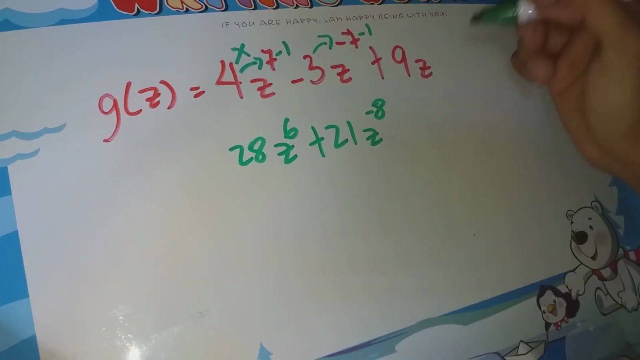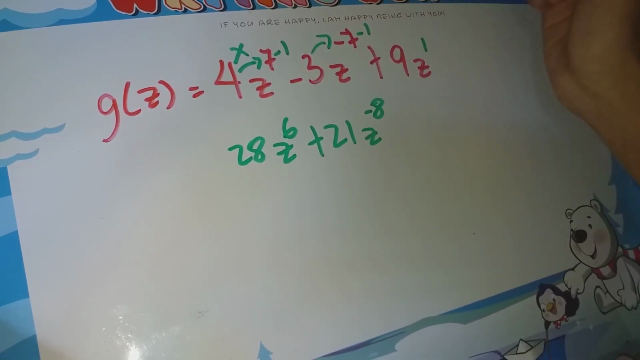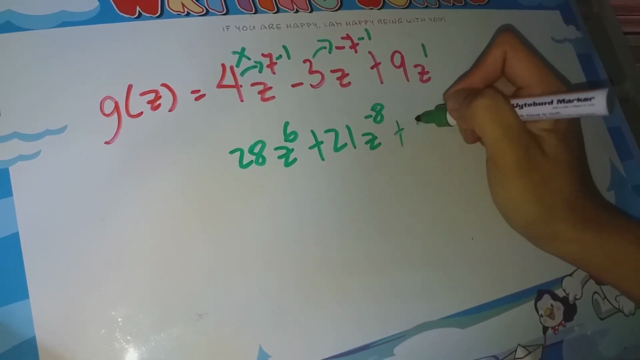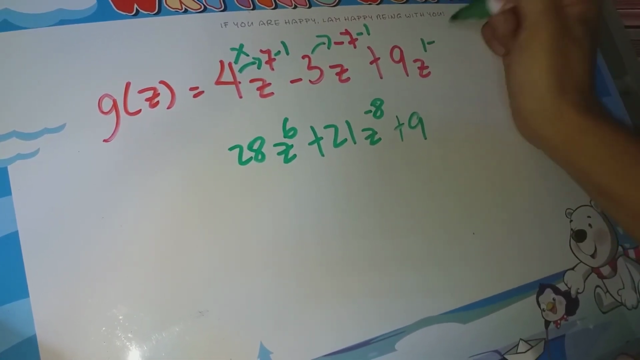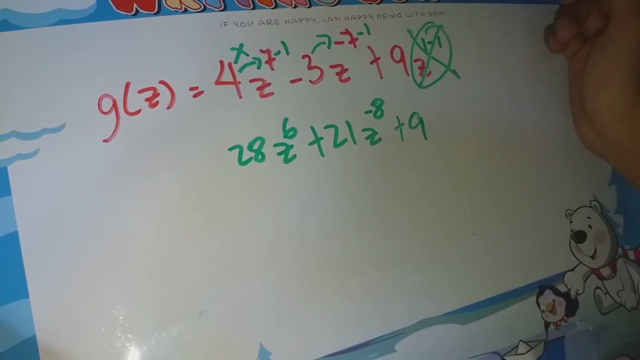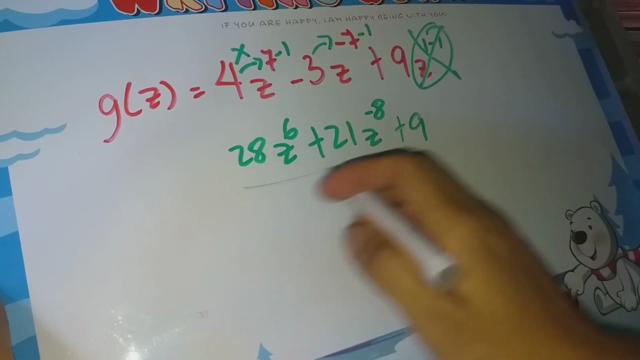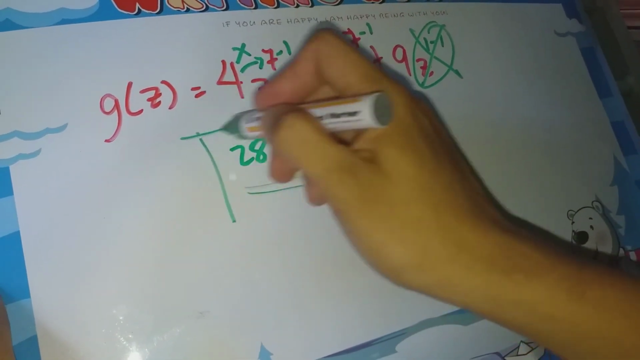And now to the last term, there is an imaginary 1 here. So 9 times 1 is positive 9, and then we're going to subtract 1 from the exponent, or simply disregard the literal coefficient. And now the answer on problem number 1 is this one. This is the final answer.